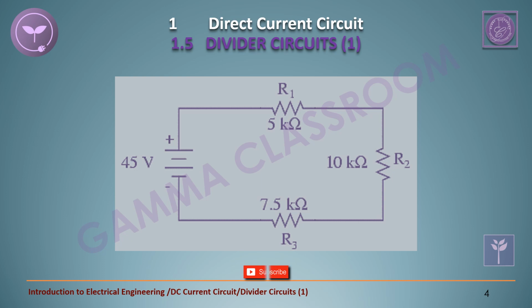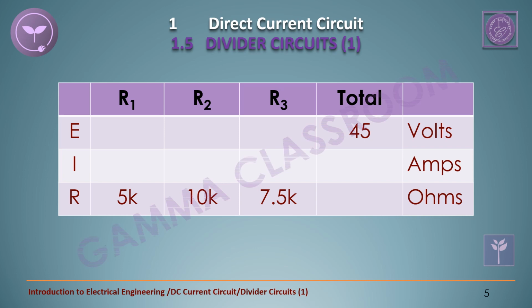Let's analyze a simple series circuit. Determine the voltage drops across individual resistors. In this circuit, the battery is 45 volts. R1 is 5 kilo ohm, R2 is 10 kilo ohm, R3 is 7.5 kilo ohm. They are in series connection. Let's do the calculation on a table.